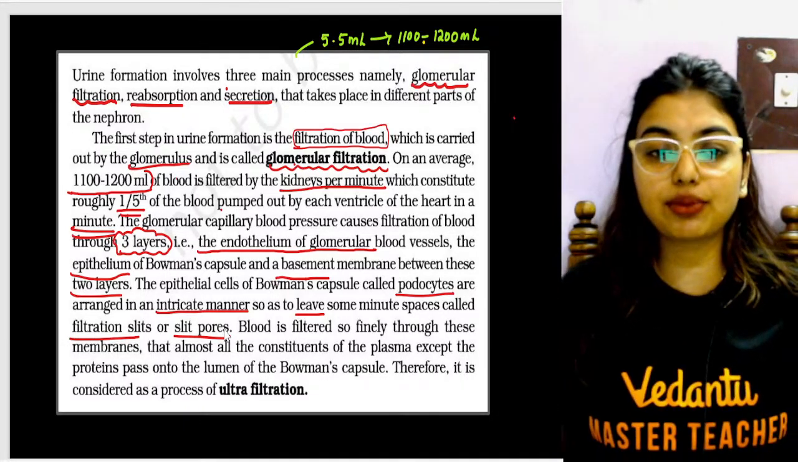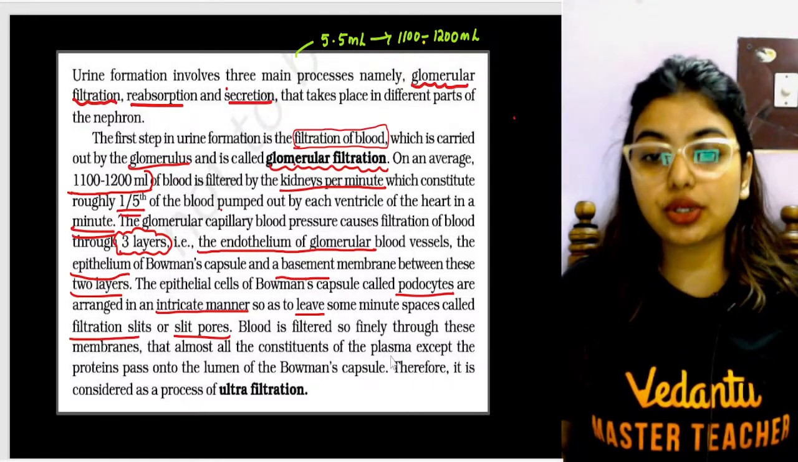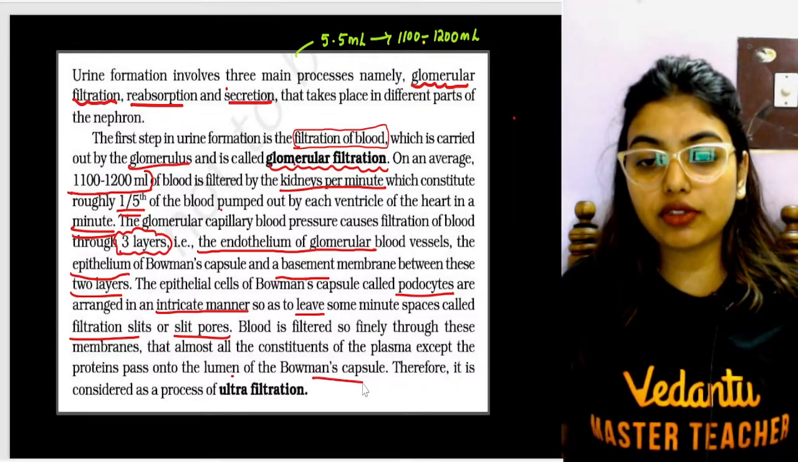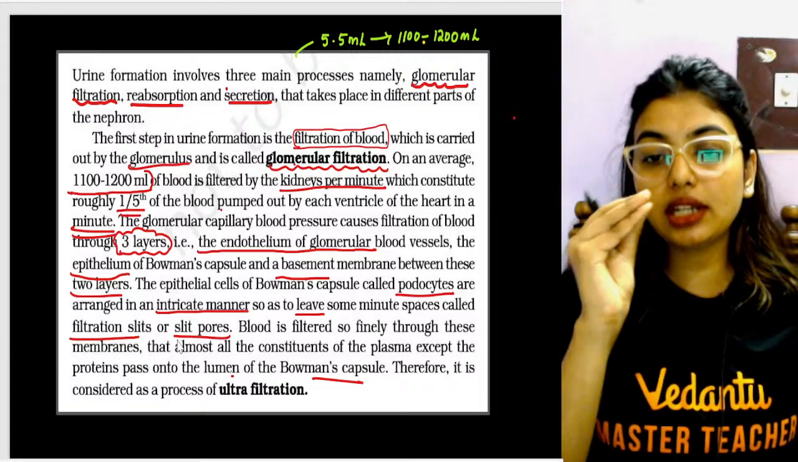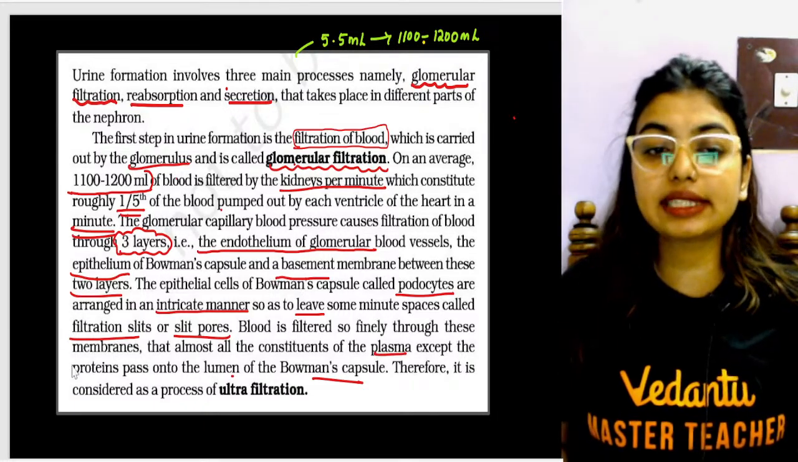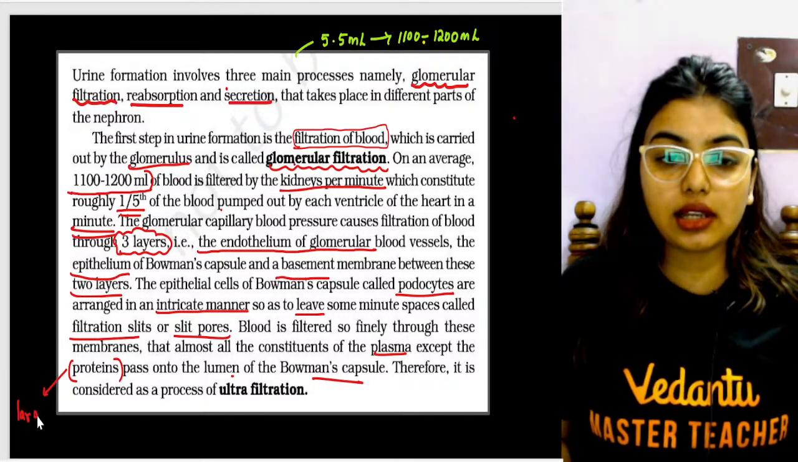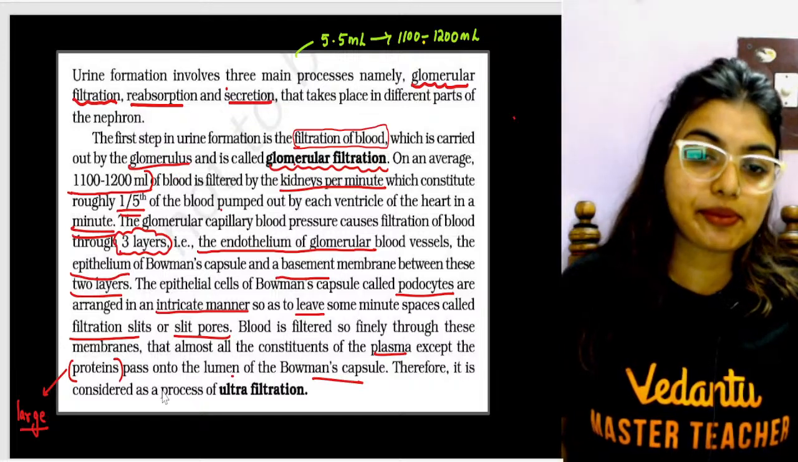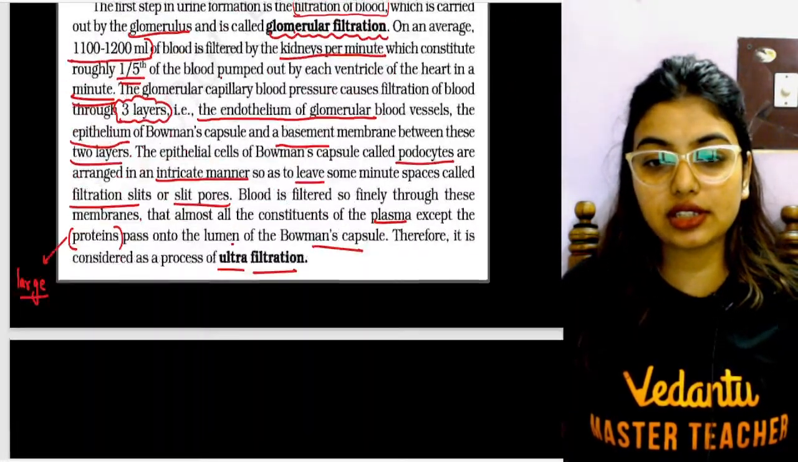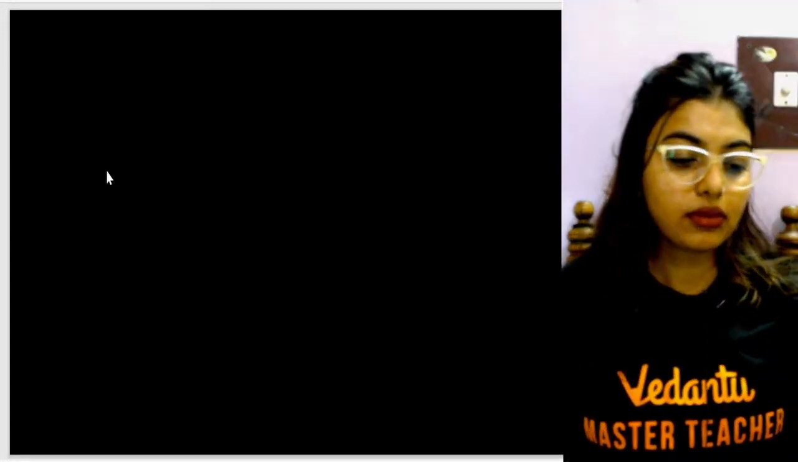Blood is filtered so finely through this membrane that almost all the constituents of plasma, except proteins, pass into the lumen of Bowman's capsule. What are they telling? Proteins are larger substances, so they will not pass. Therefore, it is considered ultrafiltration. So far clear? Yes or no?